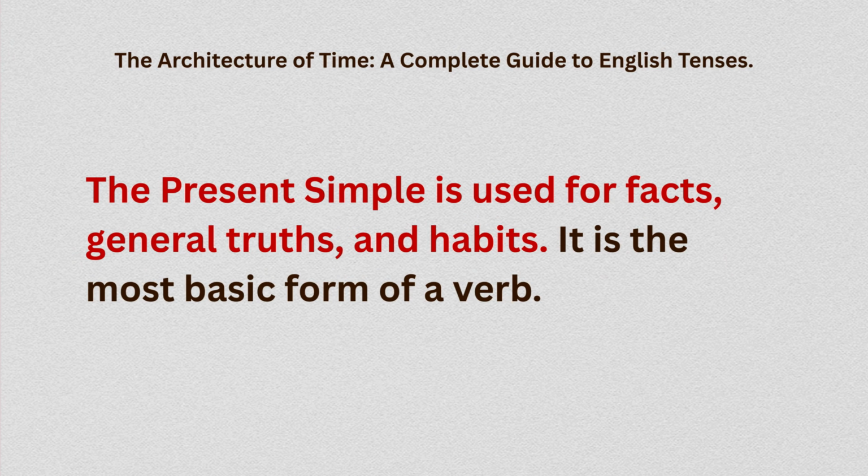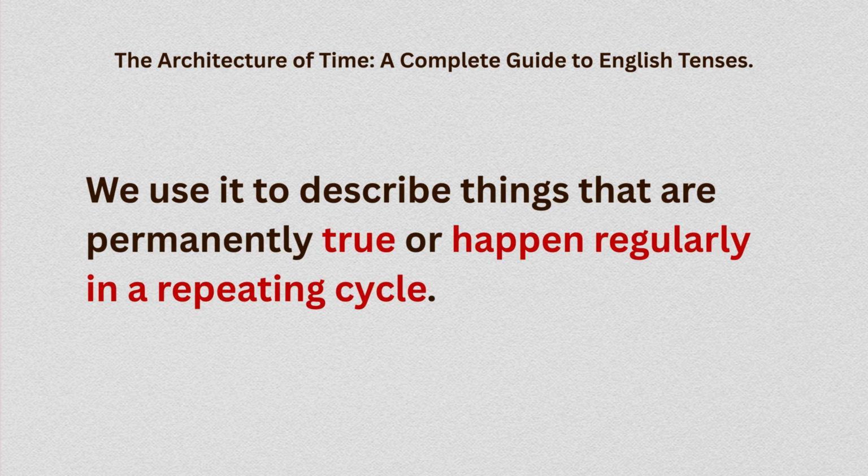The present simple is used for facts, general truths, and habits. It is the most basic form of a verb. We use it to describe things that are permanently true or happen regularly in a repeating cycle.